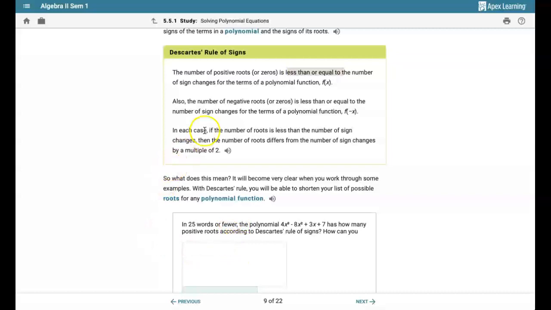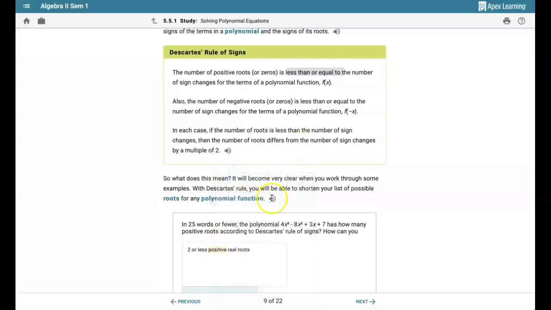And then what this last rule here is saying is in each case, the number of real roots is less than the number of sign changes, right? So that's saying here, this one was x cubed, and we found out that that means it's going to have 3 total roots, okay? Then we just found out that this can have 2 or less positive real roots, okay?